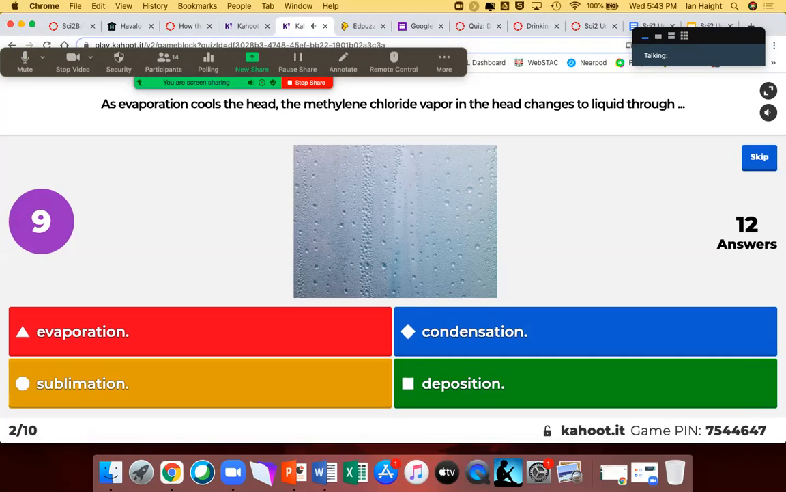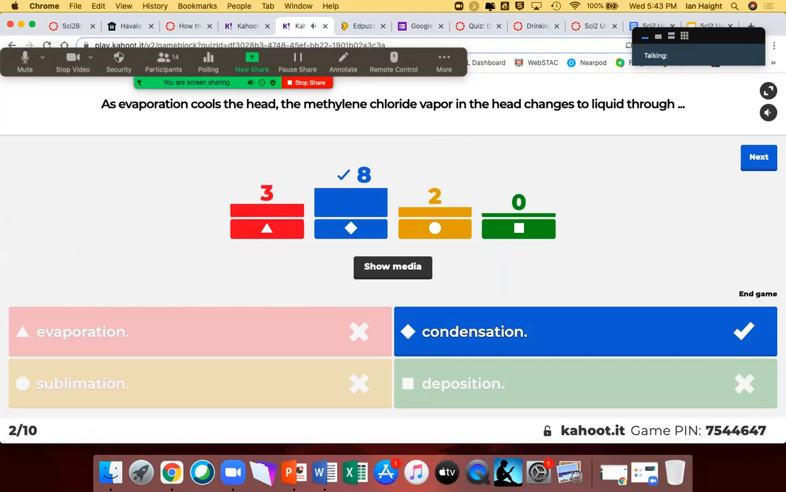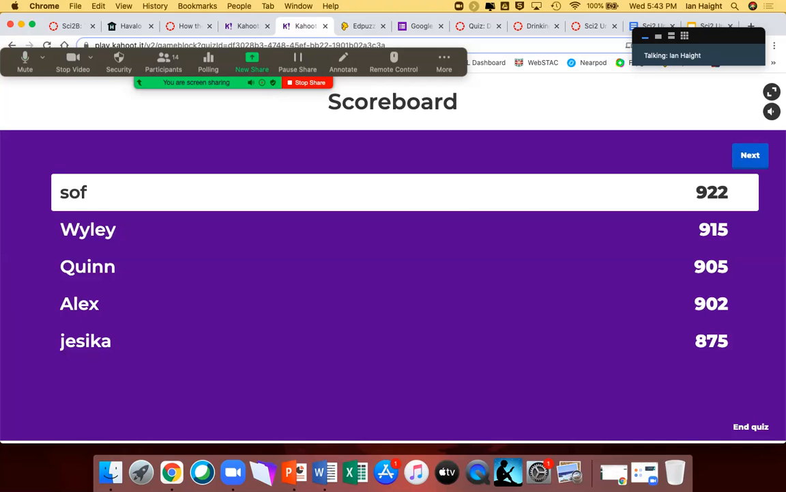Interesting, we're a little torn here. So the correct answer is indeed condensation. Remember, that's anytime you go from a gas to a liquid. Vapor is just another word for gas. Evaporation is the opposite, where you're going from liquid to gas. That is occurring in the bird, but not during the cooling that's happening inside the head portion. All right, so still in the lead.